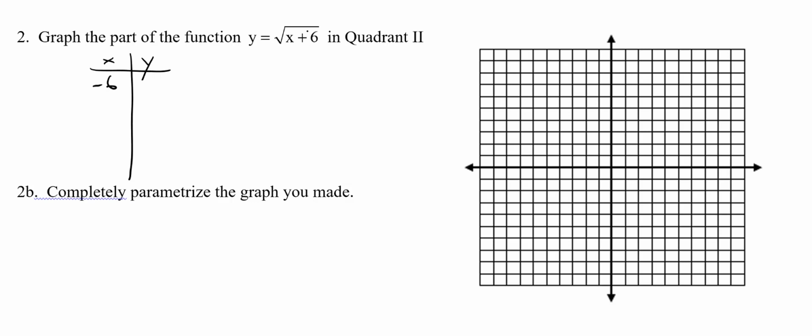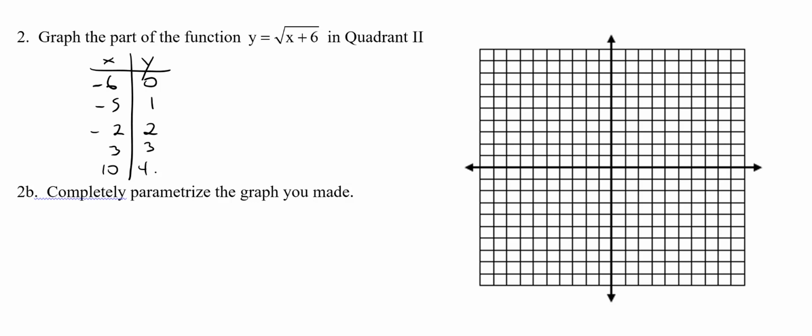So if I put -6, I get square root of 0, which is 0. If I pick -5, -5 plus 6 is 1, square root of 1 is 1. If I pick -2, -2 plus 6 is 4, square root of 4 is 2. If I pick 3, 3 plus 6 is 9, square root of 9 is 3, and we pick one more, which is 10. 10 plus 6 is 16, square root of 16 is 4. Okay, so those give us nice values here.